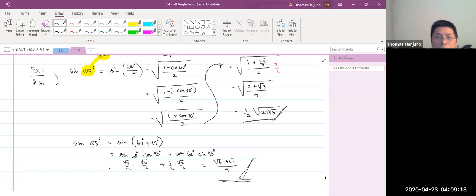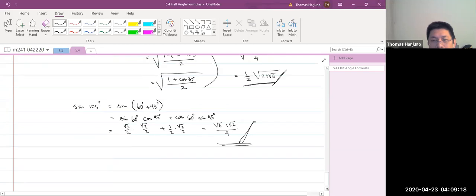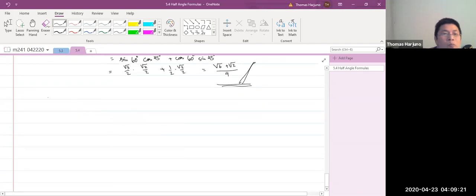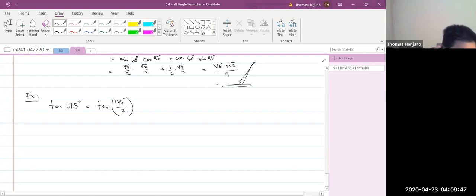Let's think about the following question, one where you cannot use any method but the half angle method. For example, if I want to compute tangent 67.5 degrees. This angle is not doable by other methods, but half angle. This is tangent of 135 degrees over 2. However you add or subtract those special angles, it will not give you 67.5.